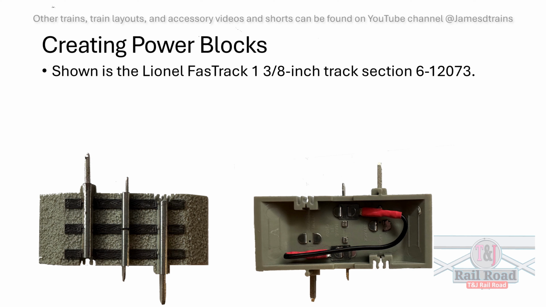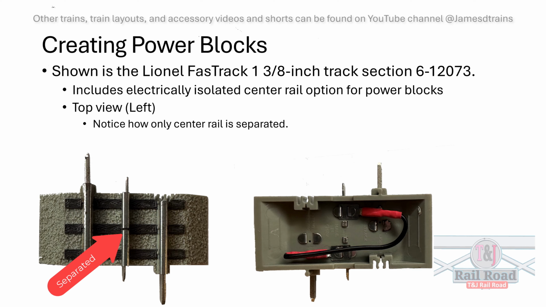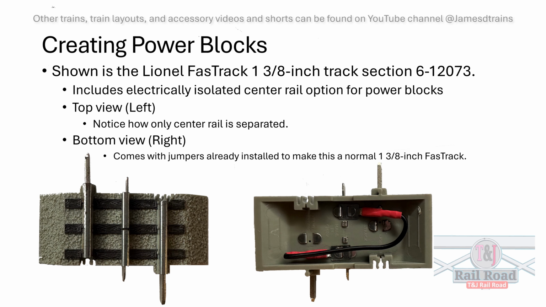Shown is the Lionel FasTrack 1 3/8-inch track section, Lionel part number 612073. Includes electrically isolated center rail option for power blocks. Top view, image to left. Notice how only the center rail is separated. Bottom view, image to right. Comes with jumpers already installed to make this a normal 1 3/8-inch FasTrack. Remove the jumpers to create an isolated section.